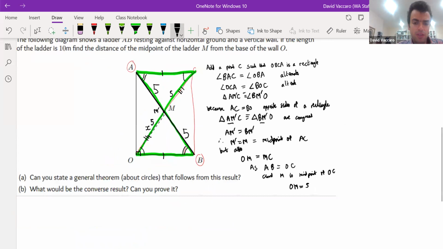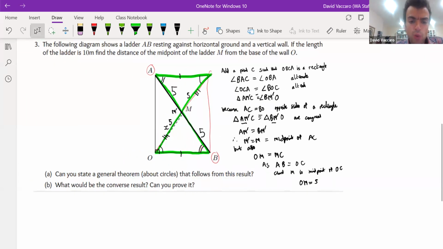Okay. I think it's also geometrically obvious that if you just draw a rectangle, the two diagonals bisect one another. Okay, because the triangles are congruent. So this length is 5.